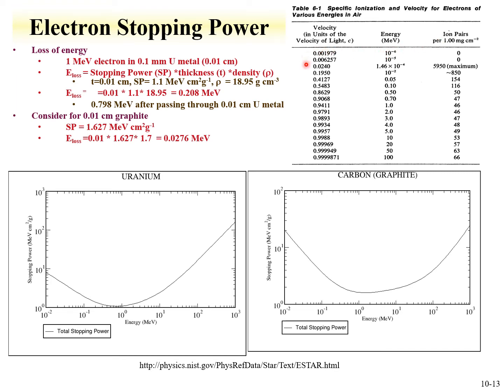So if you talk about the velocity of the electron, I can either talk about it in terms of energy, MeV, or some fraction of the speed of light. We can see how many ion pairs are made. As we mentioned earlier, at the lowest energy, we get close to a maximum amount of 6,000 ion pairs per milligram centimeter squared of air.